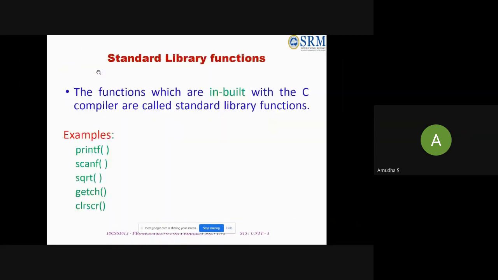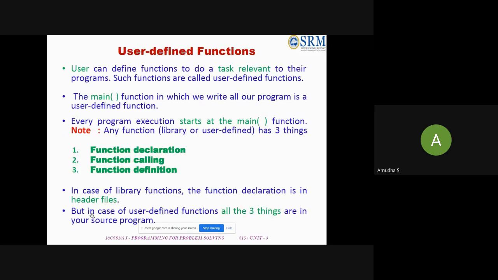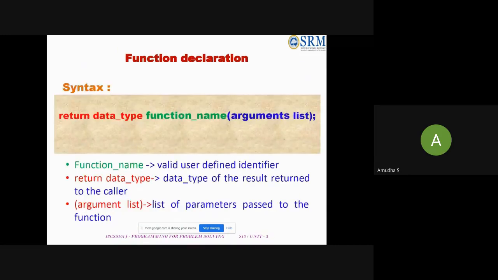If you are using any library function like printf, scanf, square root, getch, clear screen, you have to use a library file, then only your system compiler will understand that. But in user defined function, such type of library file inclusion is not necessary. By means of your declaration part itself, your compiler understands that it is a user defined function. They are going to do a different task. So your system automatically understands that. But in case of library functions, you have to use the header file compulsorily. Otherwise, some error message will occur.